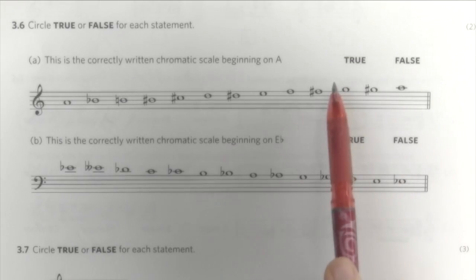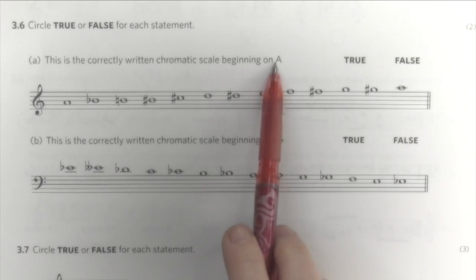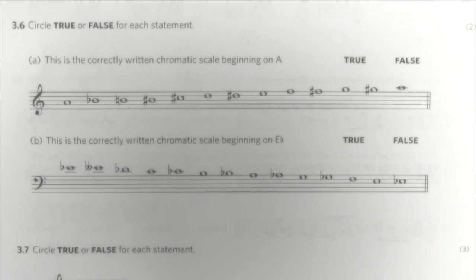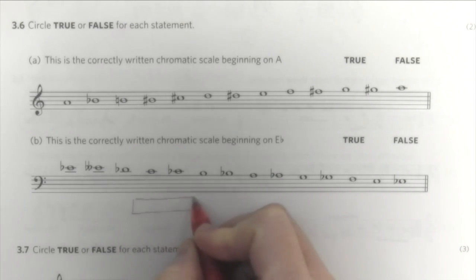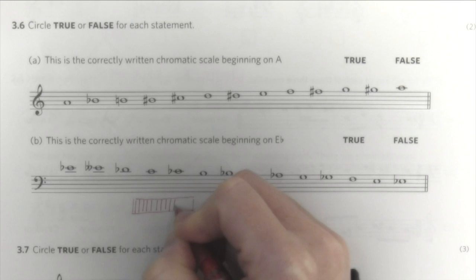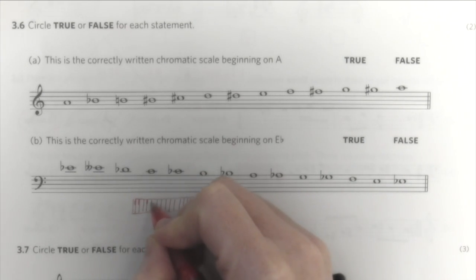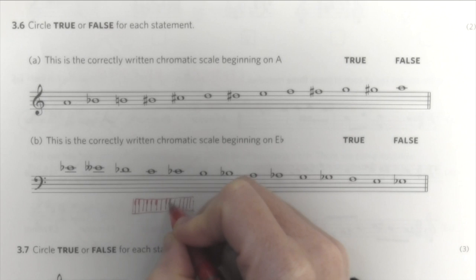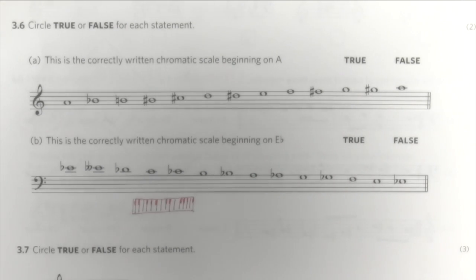In question 6, we need to circle true or false if the scales, the chromatic scales of A and E flat, have been written correctly or not. Okay. On this one, I think the best way to go is to have a long keyboard. Maybe that is too long. It is also very weirdly written. It's uneven. Anyway, that will do.